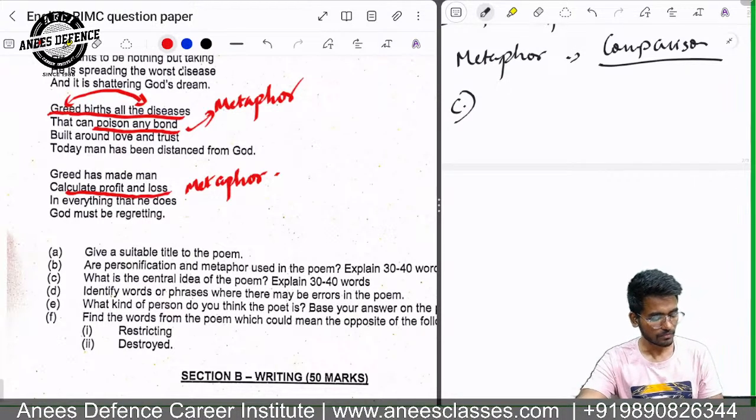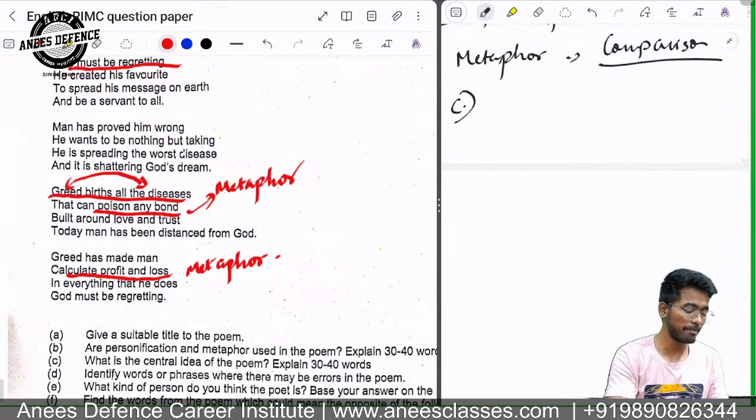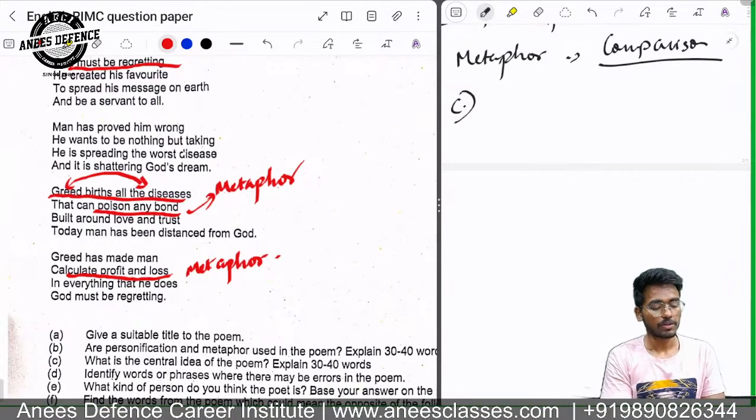Okay. And this has become like a disease. It is also told in the poem that this type of behavior is the disease which is spreading in a rampant manner. Okay. Yes. The C answer I gave you.